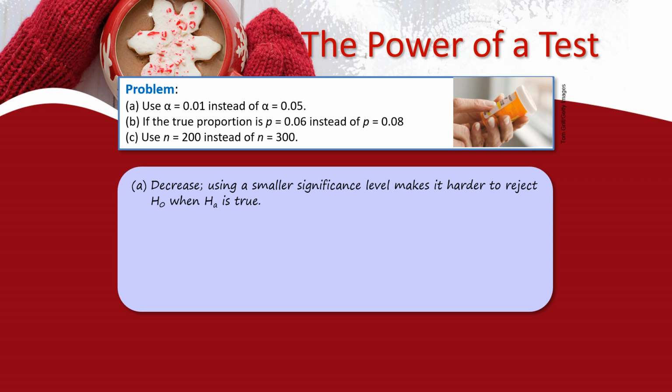Okay, B, if the true proportion is p equals 0.06 instead of p equals 0.08. Now remember, it doesn't say this here, but the null was 0.1. So we thought it was 0.1, a 10% difference. Our power was to detect where the true value is 0.08, and now we're saying, hey, guess what? The true value is actually 0.06. Talk to your neighbor friend. Does power go up? Does power go down?